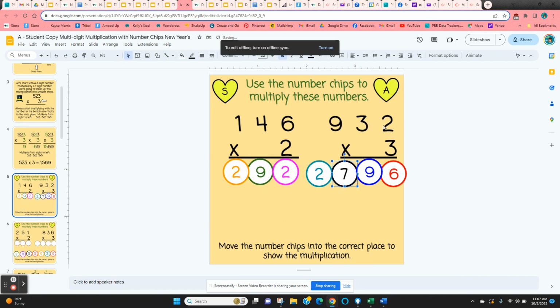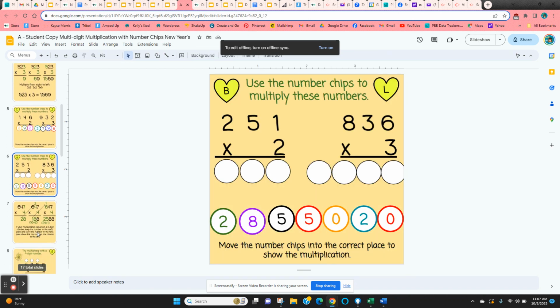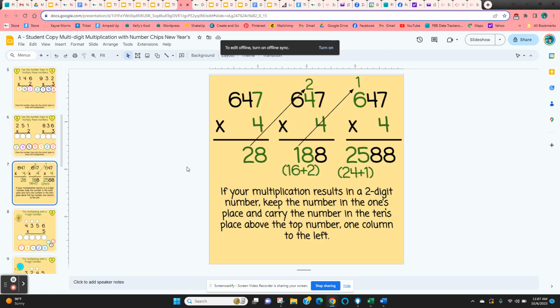Now, if you'll notice, every problem on the slide deck has a yellow heart with a letter in it. So students are going to use that on the very last slide in order to solve a riddle. So they're going to match their solution to a letter. I'm going to do the same thing on the next slide. And then it shows students what to do when we get a two-digit product.